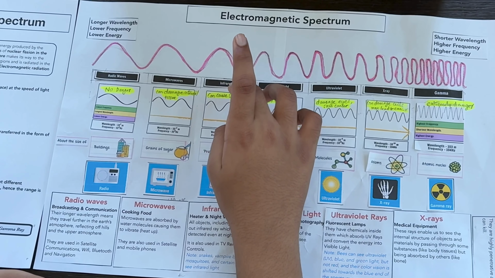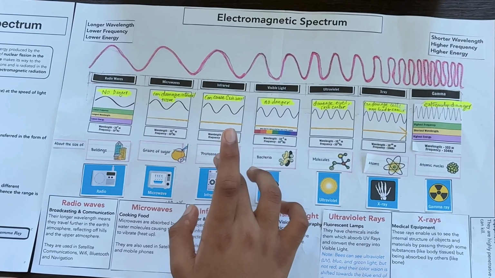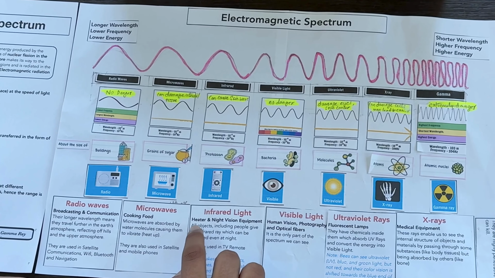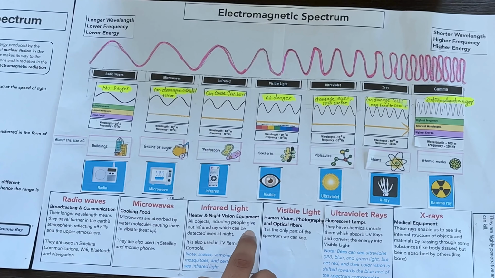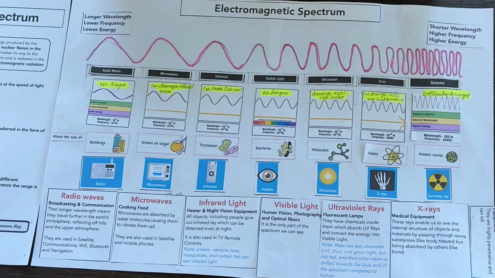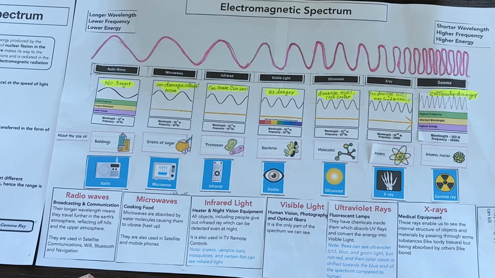Next, we have infrared rays, which can cause skin burns. They're around the size of protozoa, and they're mainly used in heaters and night vision equipment. They can also be found in some kinds of technology, and a few animals are able to see it, mainly animals that go out at night.